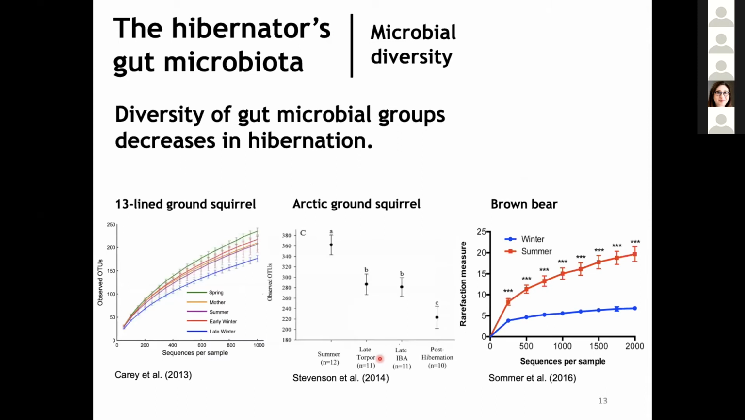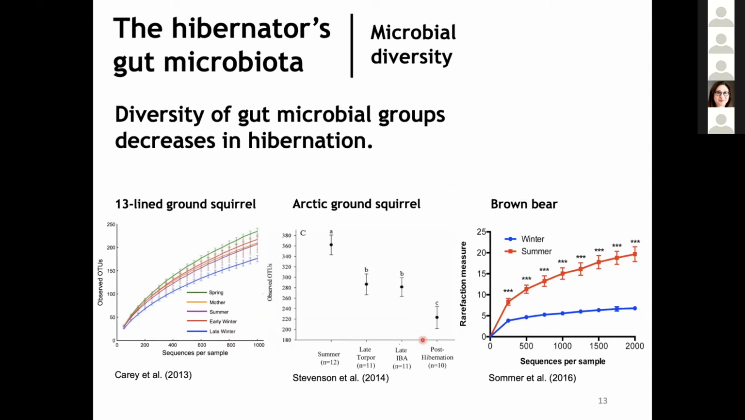Next, with respect to microbial diversity, we have a bit more data to draw from, and the results are consistent enough for us to draw a few general conclusions. So first, during hibernation, the diversity of microbes present in the gut decreases, as shown by these different measurements of alpha diversity here in the 13-line ground squirrel, Arctic ground squirrel, and brown bear, where you can see that the winter hibernating groups, shown here, here, and over here, have a lower overall diversity of microbes than the summer groups.